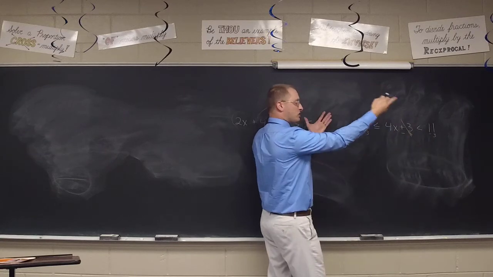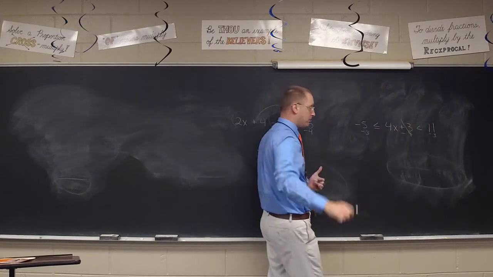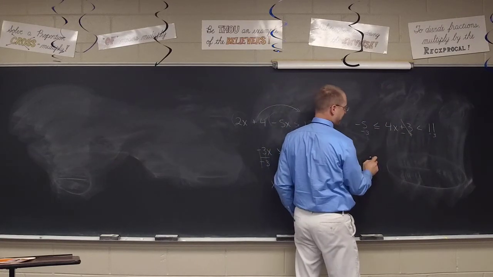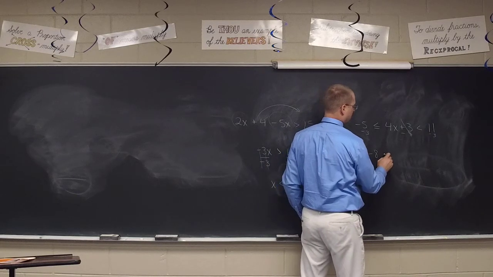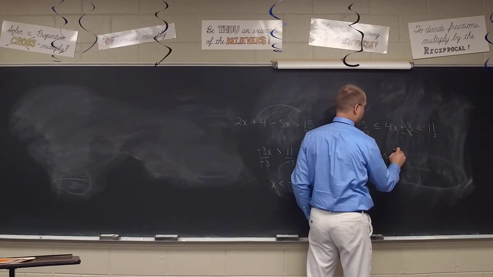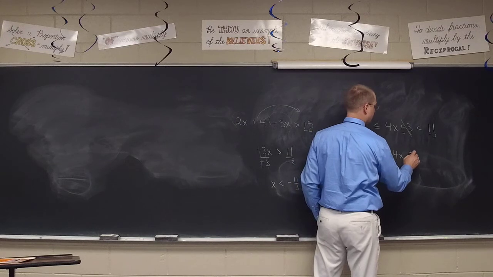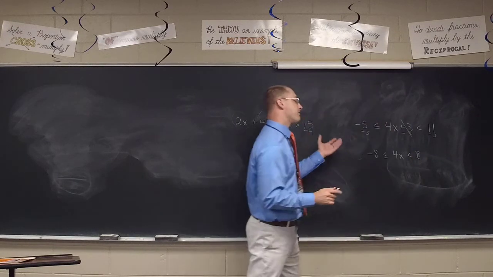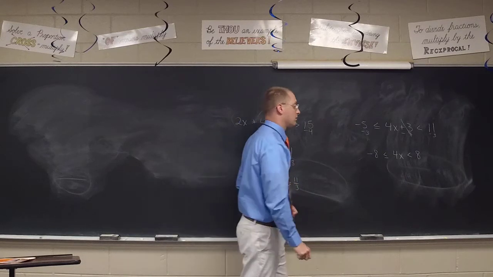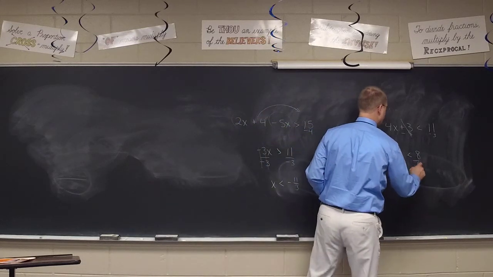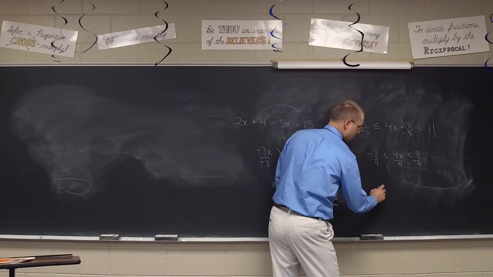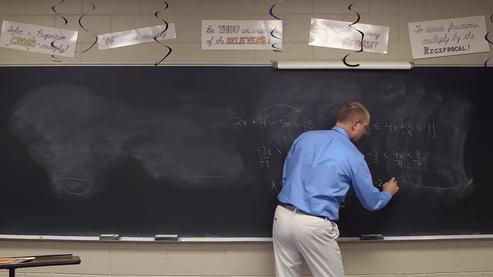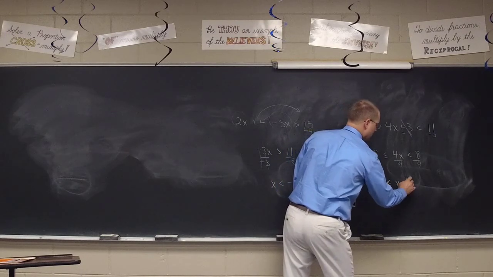So in all the spots, what do I have now, Adam? You have negative 8 is less than or equal to 4x is less than 8. There we go. And now to finish solving here, Dylan, divide everything by 4 to get negative 2 is less than or equal to x is less than 2.